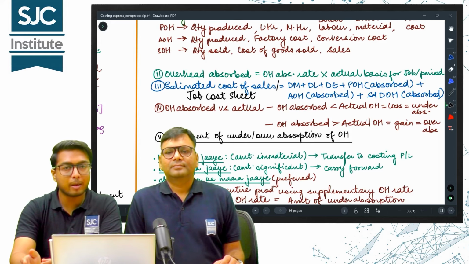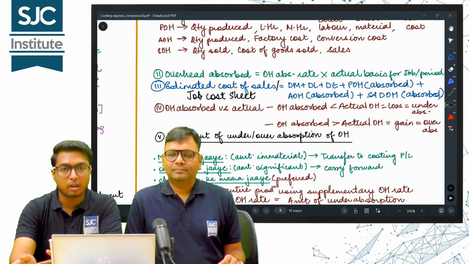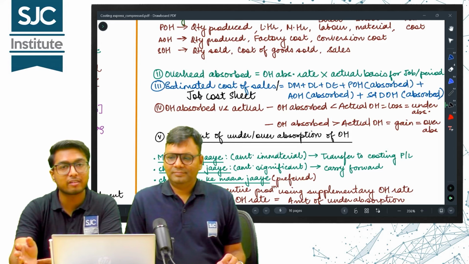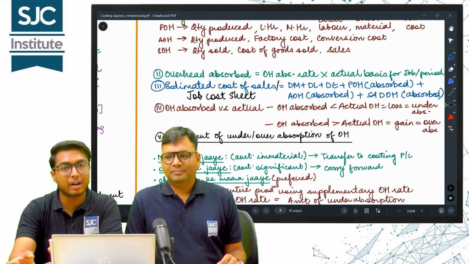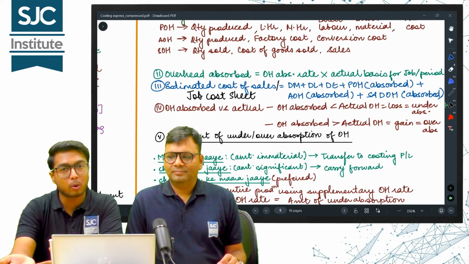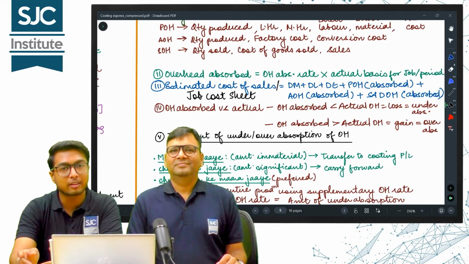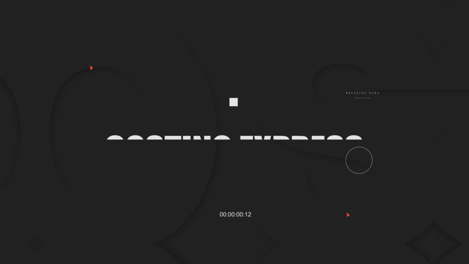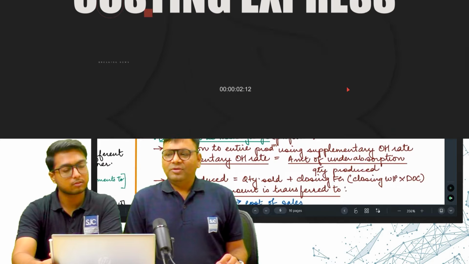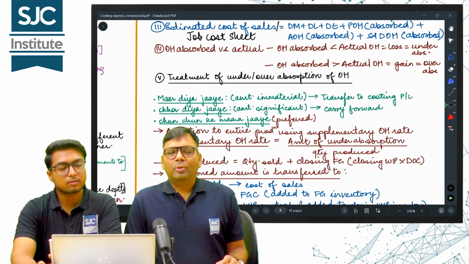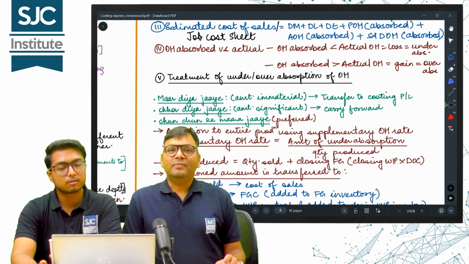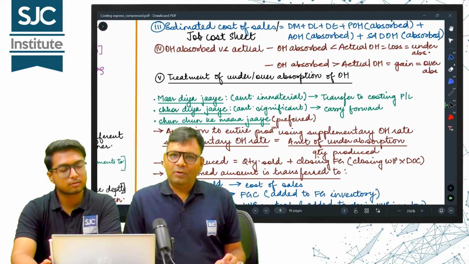After computing the overhead absorbed, we compare it with the actual. If the overhead absorbed is less than the actual overhead, that means there is a situation of loss, that is under absorption. But if the overheads absorbed are more than the actual overhead, this is a situation of gain, that is over absorption. Once you have determined how much is under absorbed or over absorbed, you need to do treatment of such under or over in your books of account.